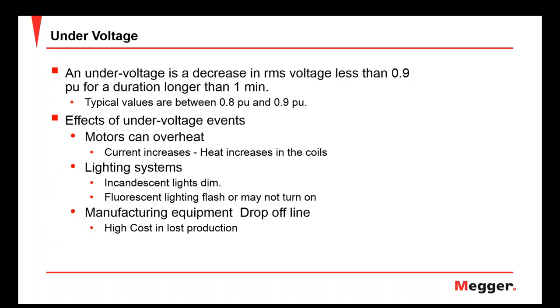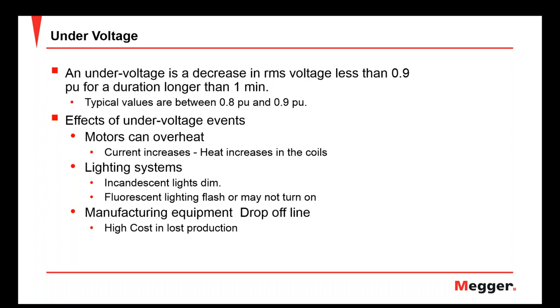So, undervoltages. An undervoltage is a decrease in the RMS voltage to less than 0.9 per unit, or 90% of the nominal, for a duration longer than 1 minute. So what does this do?